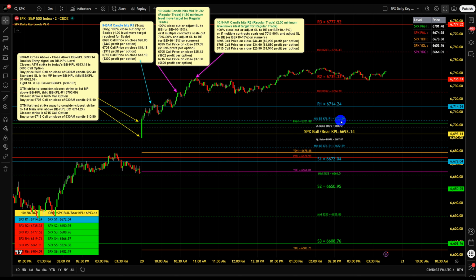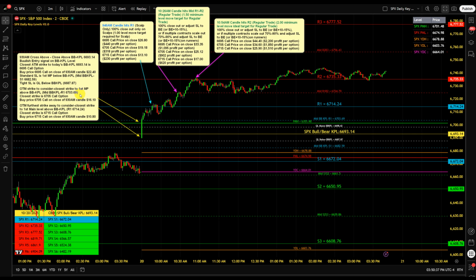The furthest out of the money strike that you consider is one full level away, which in this case is the R1 level, since we're looking above on this bullish play. R1 is 6714.24. So the furthest out of the money you can consider on taking a trade from the bull bear KPL would be the 6715 call option.